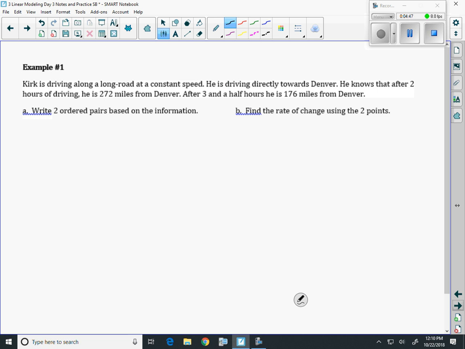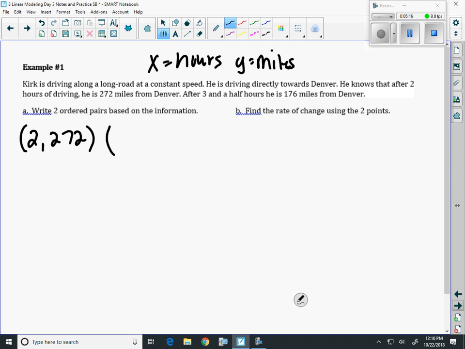He knows that after 2 hours, we're going to let x be hours, he is 272 miles. So y is going to be our miles from Denver. So if we want to write coordinate points, after 2 hours, he's at 272 miles. Those correspond, so those can make 1 point. Then it says after 3.5 hours, he is 176 miles.